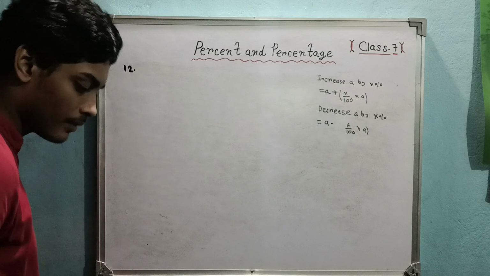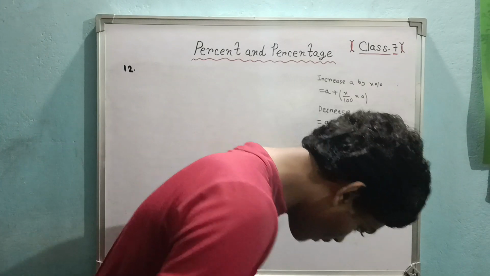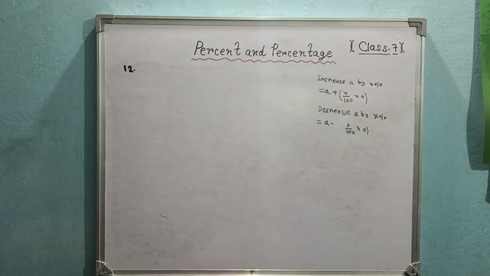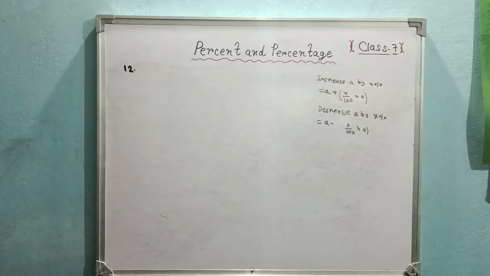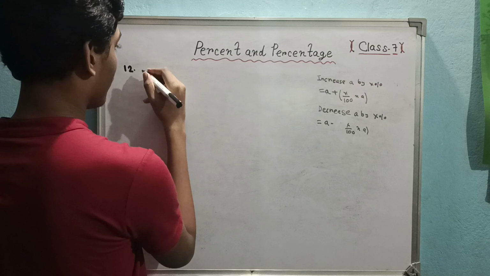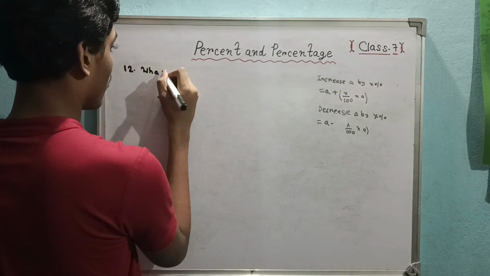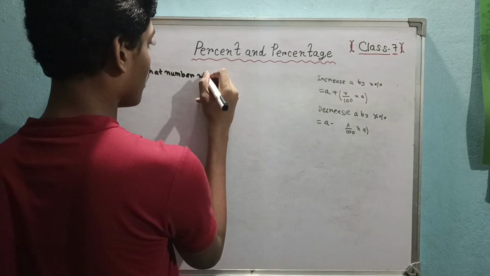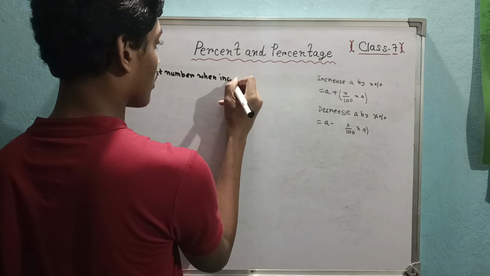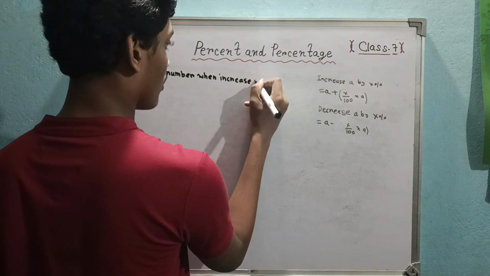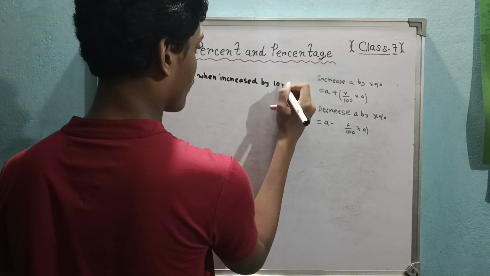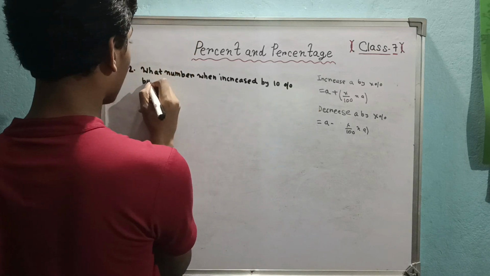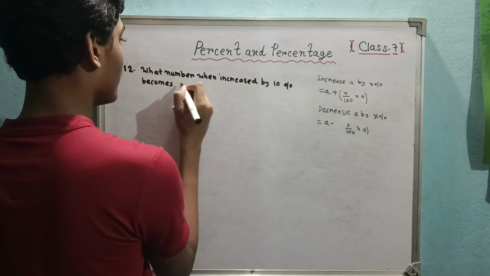Alright. So question 12 here. What we have is, what number when increased by 10% becomes 88? Okay. Finally, little good sum. We have something to work with. What number when increased by 10% becomes 88? You might be saying this is also a word problem.